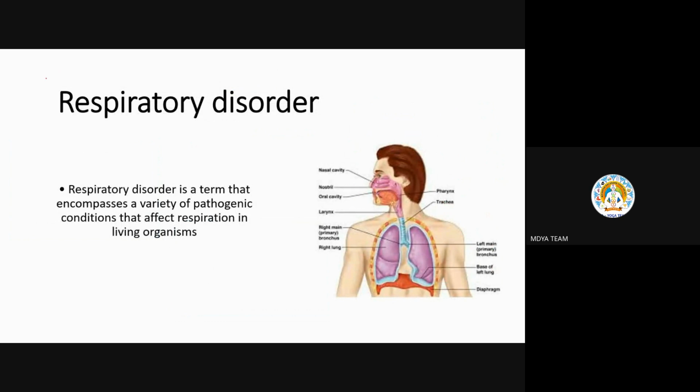So now, what are respiratory disorders? Because we have to go into the disease. This is the term which encompasses a variety of pathogenic conditions. Pathogenic here means a condition which can lead to or enable disease within us. It is a pathogenic condition that affects the respiratory organs in the respiratory system of living organisms. When there is some hindrance or change in the respiration or breathing system of an individual, this can lead to respiratory disorders or respiratory disease.